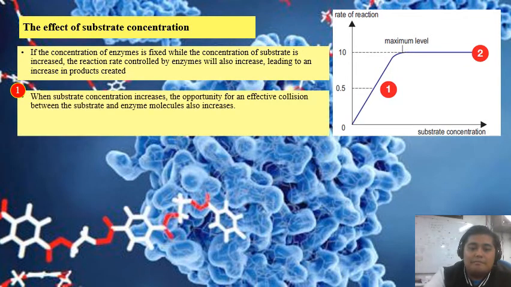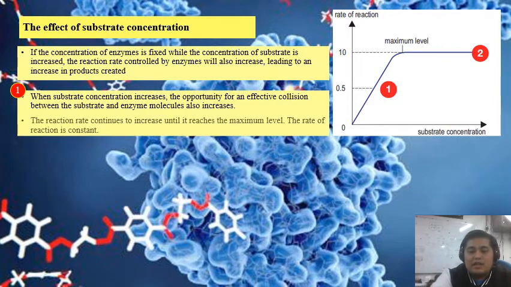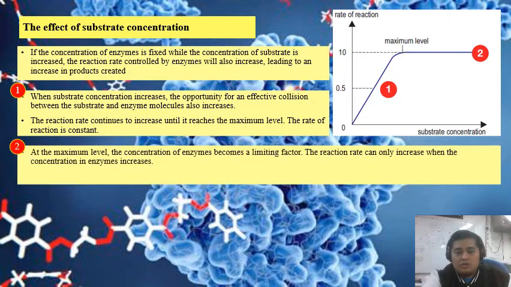Sampai satu tahap, when the substrate concentration increases, the opportunity for an effective collision between the substrate and the enzyme also will increase. The reaction rate continues to increase until it reaches the maximum level. The rate of reaction is constant. So dia akan naik sampai satu tahap dia akan jadi constant. Kenapa dia jadi constant? So at the maximum level, the concentration of enzyme becomes the limiting factor.